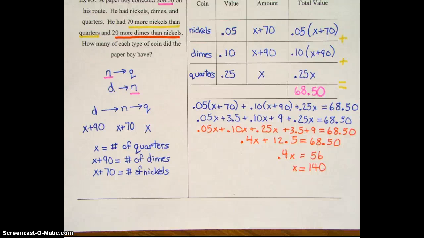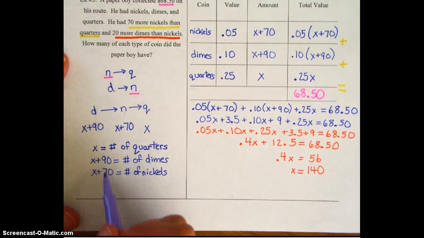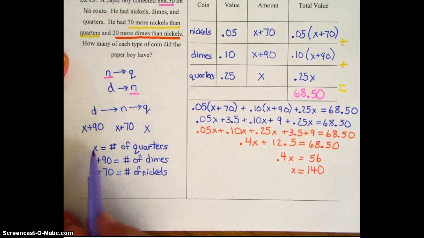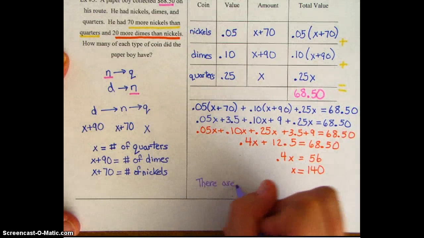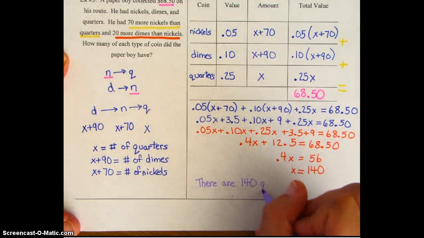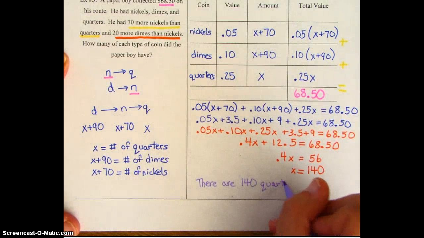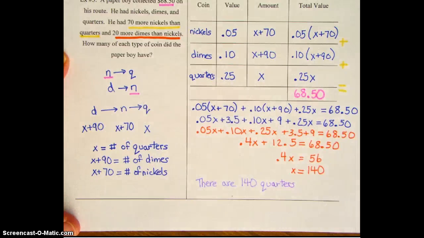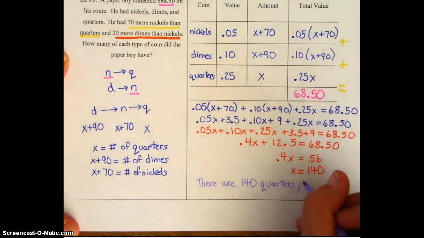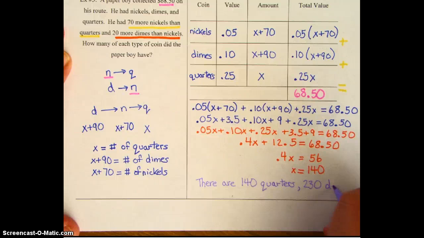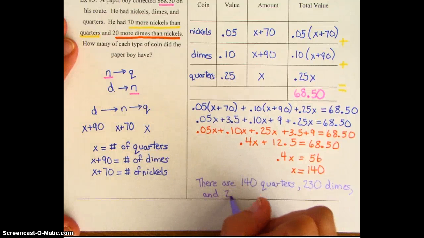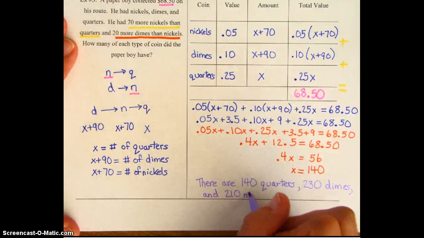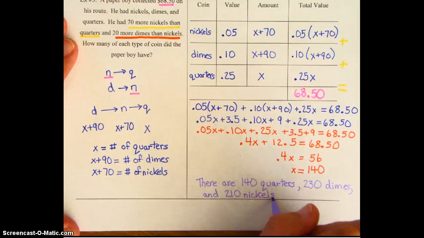So to get your final answer, we're going to plug back into our variable. So 140 is our number of quarters. To get the number of dimes, we need to add 90 to that. If we add 90 to 140, we're going to get 230 dimes. If we add 70 to 140 for the nickels, we get 210 nickels. This concept is going to take a lot of practice, and it's okay. We have plenty of time before there's a quiz.